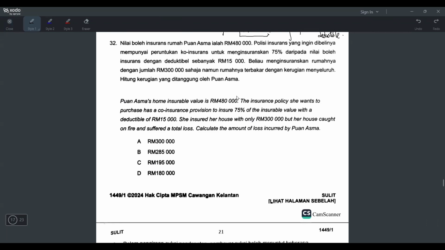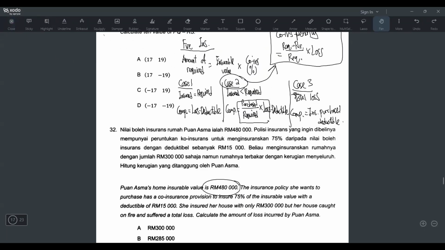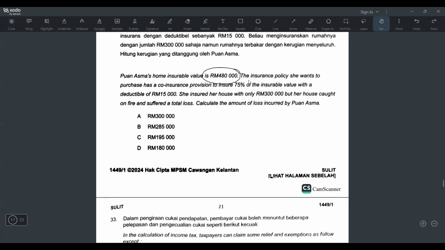Okay, Puan Asma insurable value is 480k. This is definitely important because you need this to find required value later. Insurable value you have to put here, right? To find required. And then they say the insurance policies you want to purchase co-insurance to insure 75%. Okay, now I can find my required already, right? Yeah, I don't even care what they say later. We'll look at what they want later. Let's find out our required now. Right? Let's find out our required.